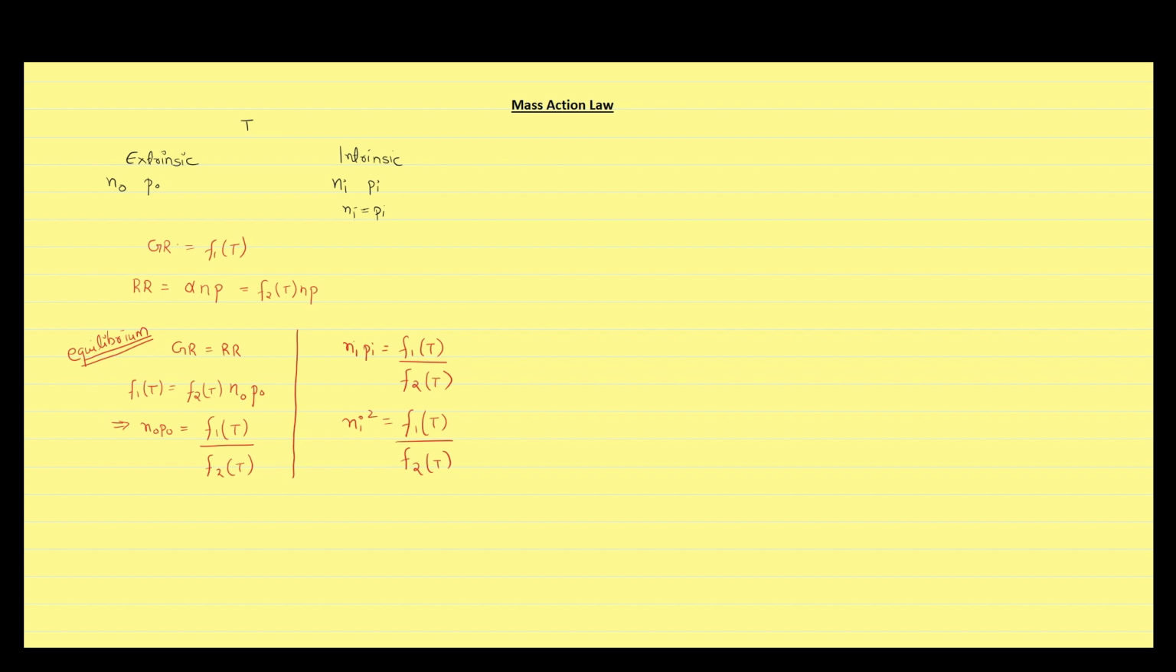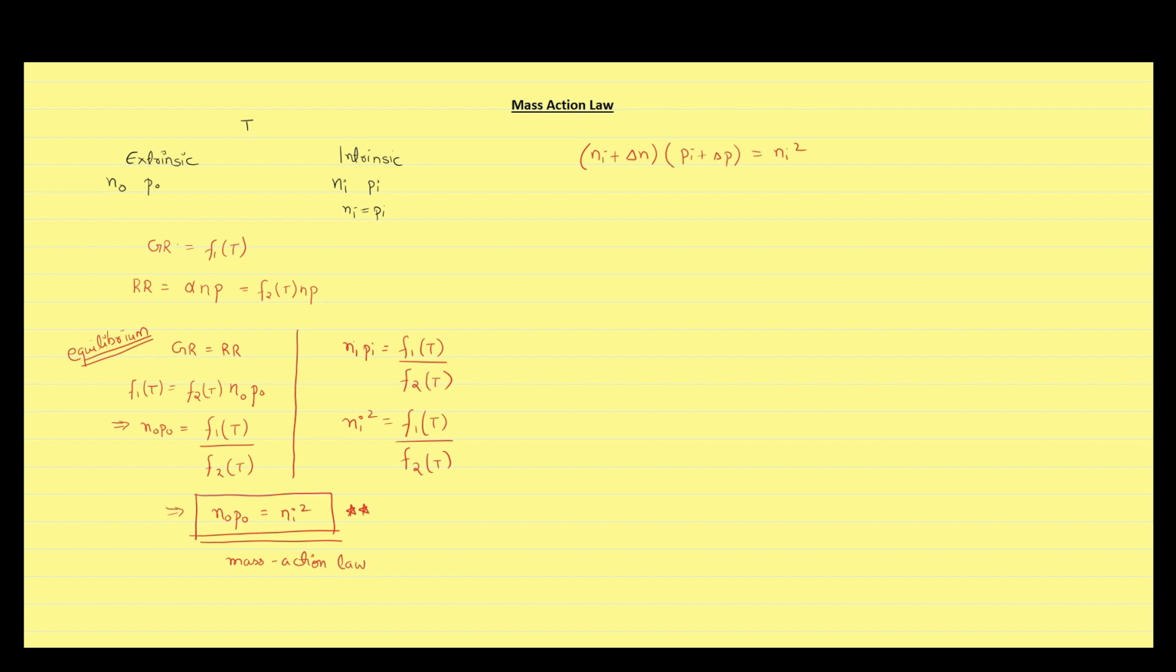Now, for the same temperature, we can equate the value of function f1 divided by function f2 from the different cases of extrinsic and intrinsic semiconductor, which will give us the equation N0 into P0 is equal to Ni square. And this particular formula is called as mass action law. This is very important. You can also find this formula in other forms like Ni plus delta N multiplied by Pi plus delta P equal to Ni square.